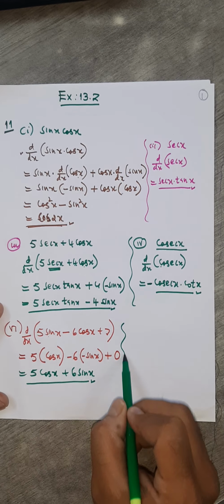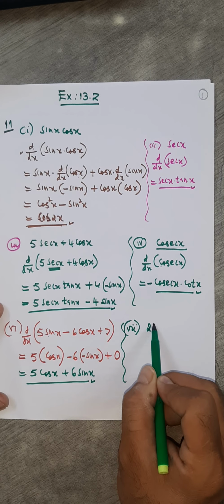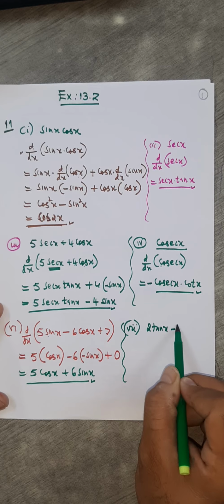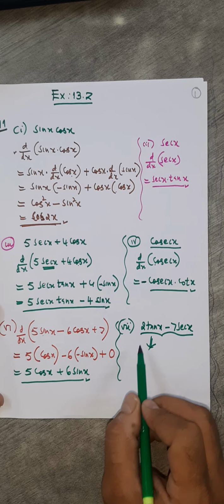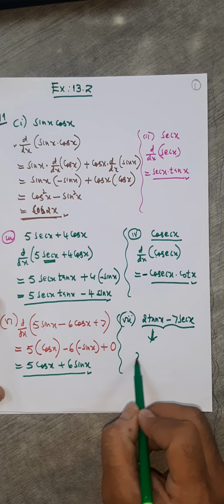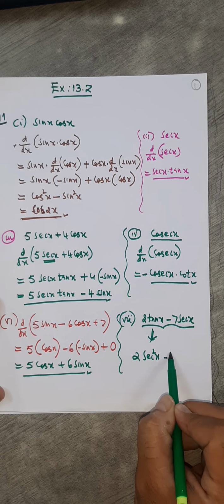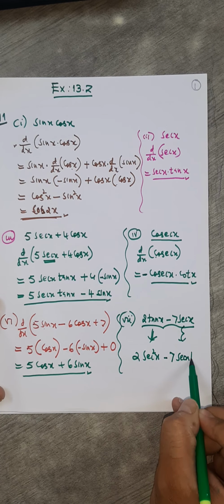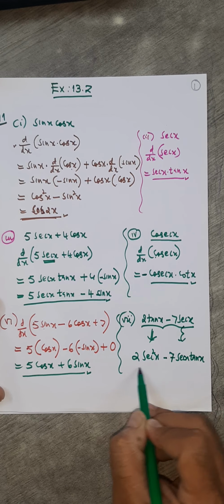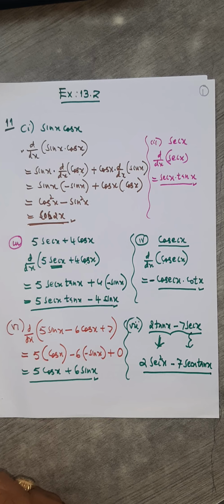Next, here 7th, 2 tan x minus 7 sec x. Again standard function. So I'll just write directly without putting symbols. 2 as it is, what's the derivative of tan x? sec square. Minus 7 as it is, what's the derivative of sec x? Sec x into tan x. This is the required derivative. I just wrote directly without putting symbol. You can write in detail.